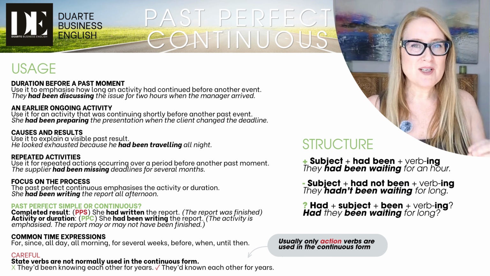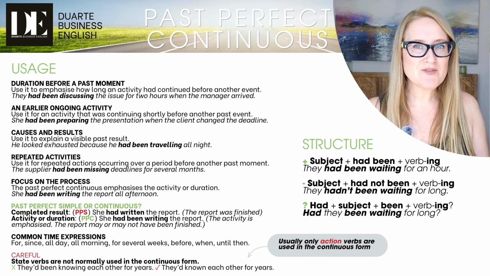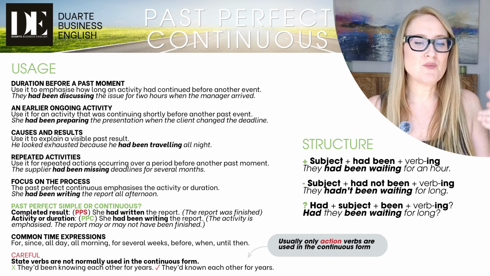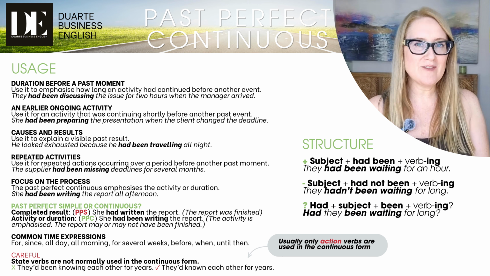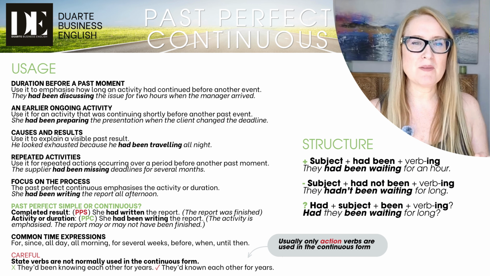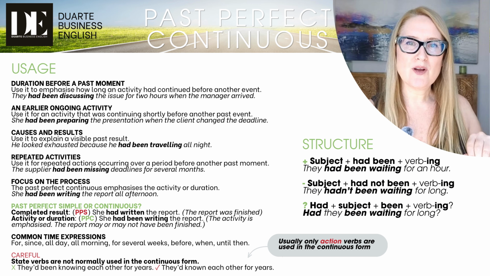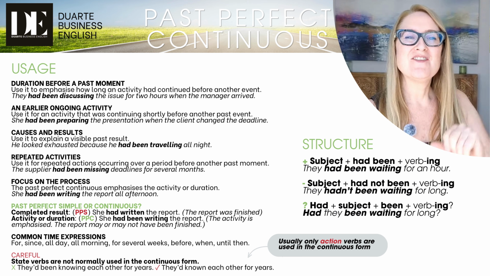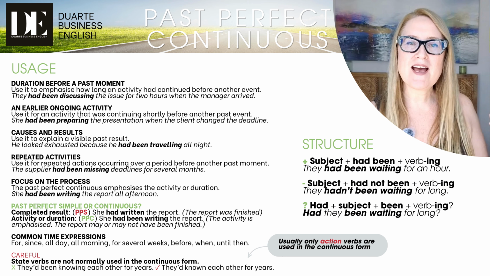Now, one thing that's really important to remember, in continuous forms, we don't usually use non-action verbs. So if it's a word like know or have, meaning possession, you're not going to use it in a continuous form. That's pretty important to remember. So let's take a look at when and where we use these, and we'll dive into mixing these together in the narrative tenses. First one is duration before a past moment.